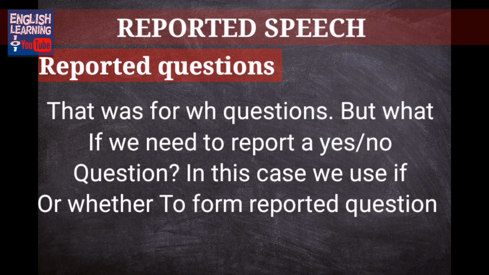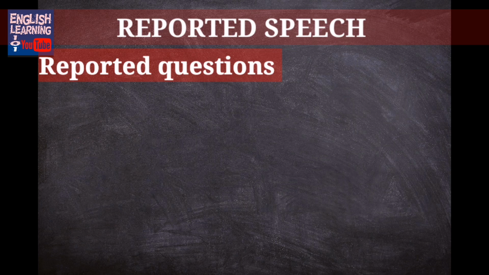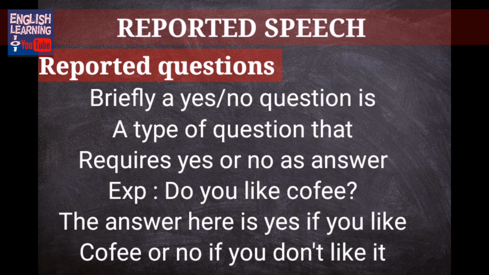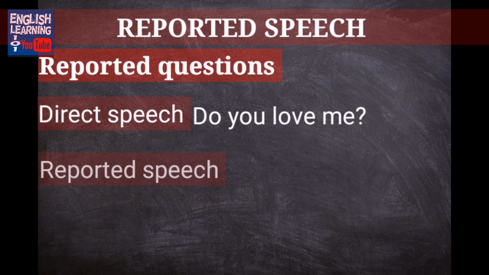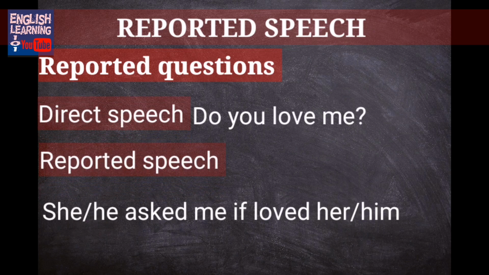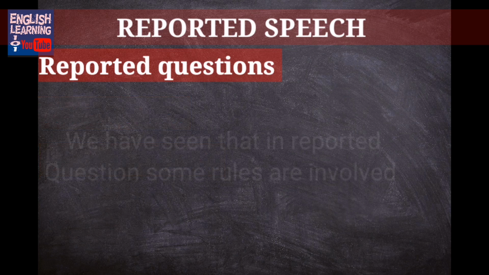But what if we need to report a yes or no question? In this case, we use if or whether to form the reported question. Briefly, a yes or no question is a type of question that requires yes or no as an answer. Example: do you like coffee? The answer here is yes if you like coffee or no if you don't like it. In direct speech: do you love me? The reported speech: she or he asked me if I loved her or him.